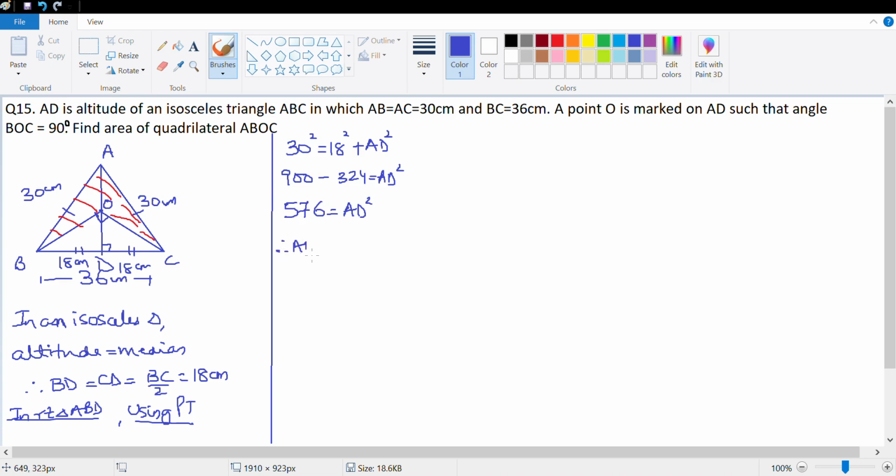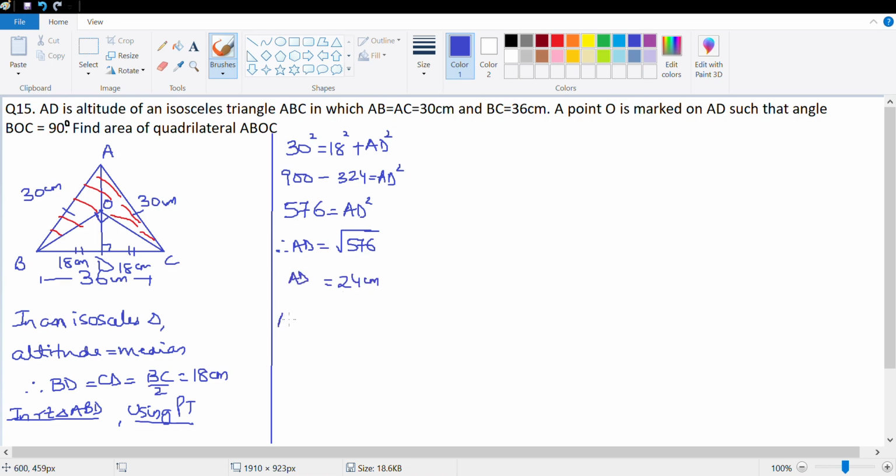Therefore, AD is equal to square root of 576. So square root of 576 is 24, or is it 26? 24. So AD is equal to 24 centimeter.